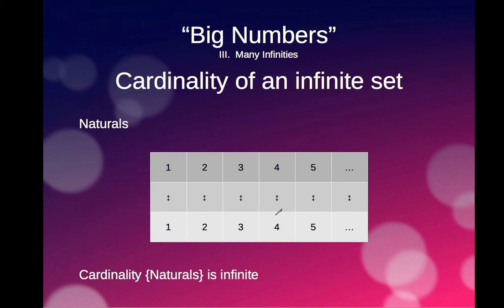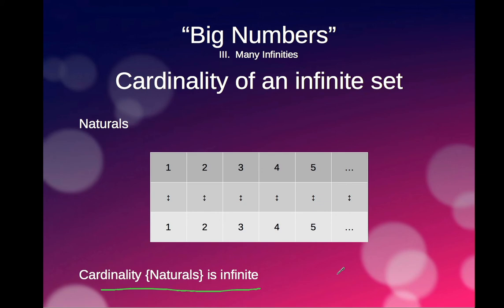And look, we can do that, which is kind of cool, though in this case it shouldn't be a surprise, right? The natural numbers should pair with the natural numbers. And you can just do this infinitely. Which means that the cardinality of the natural numbers is infinite. Cool, great.